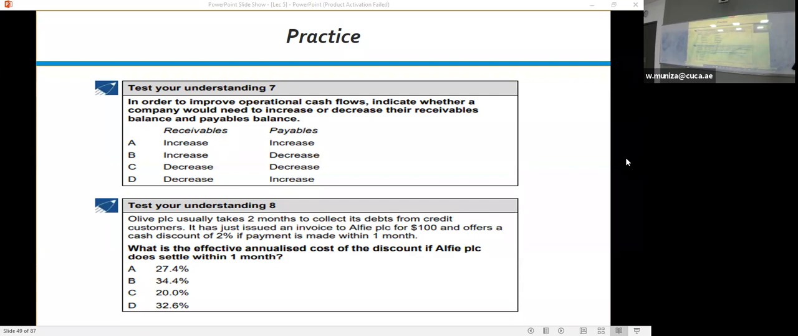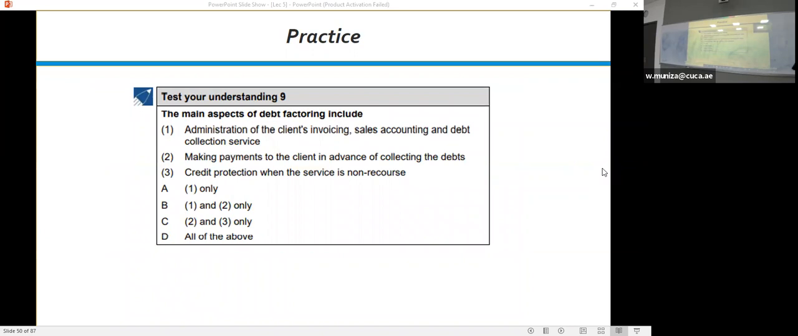Understanding number 8. What is the effective annualized cost of the discount if LP PLC does settle within 1 month? Do you want to try calculating it once again? Again, the same formula you have to apply. Okay, now understanding number 9.